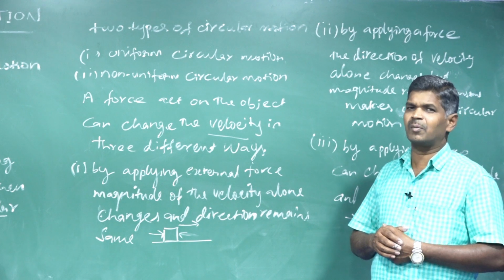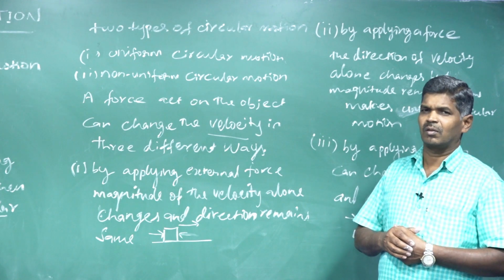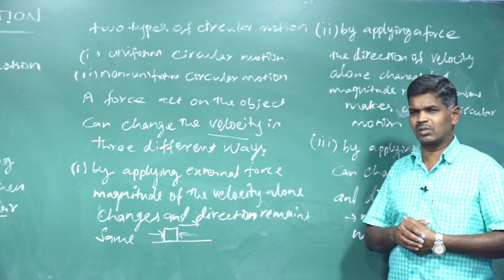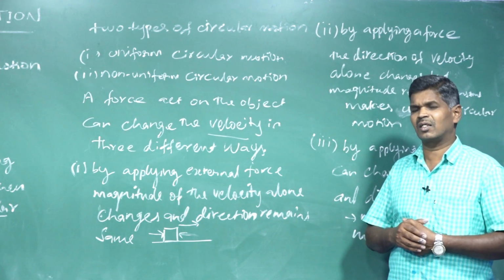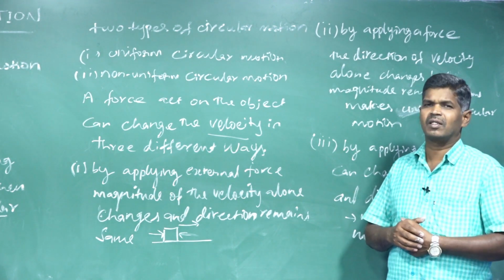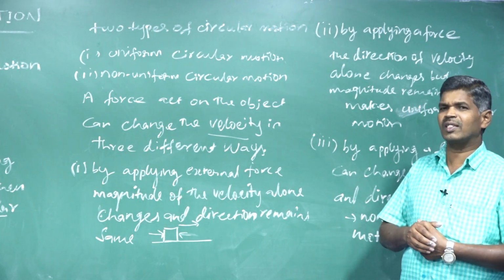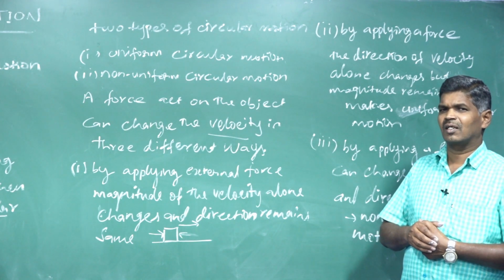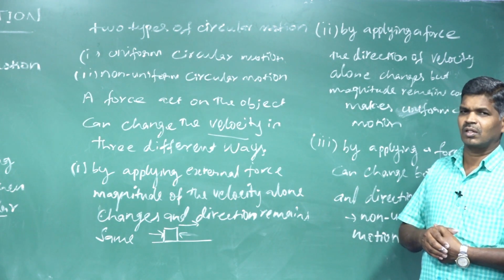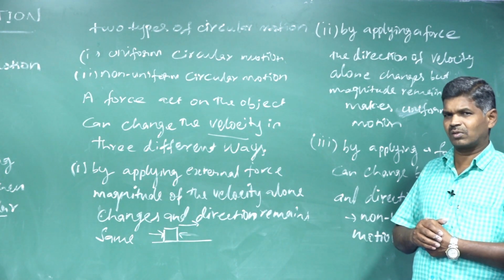The third way to change the velocity by applying a force is to change both magnitude and direction. By applying a force, if the velocity's magnitude and direction both change, then the particle undergoes non-uniform circular motion. If you apply a force continuously, changing the magnitude and the direction, the particle undergoes non-uniform circular motion. These are the three ways to change the velocity by applying a force.